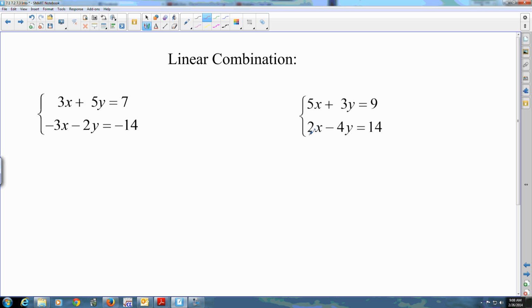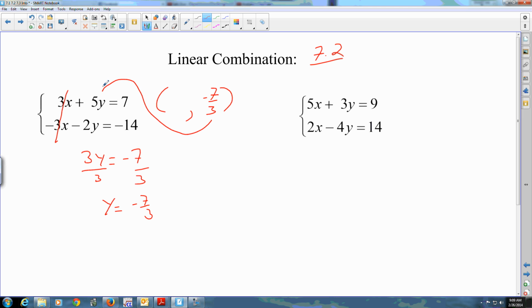Linear combination. This is section 7.2. The idea is if I were to just combine these equations, notice these are going to cancel out. You'll have 3y is equal to negative 7, then divide by 3, and you get y is equal to negative 7/3. So the y value of the coordinate is negative 7/3. You can take this, and I know it's not going to be very pretty, and fill it back in to either equation and solve for the x value.